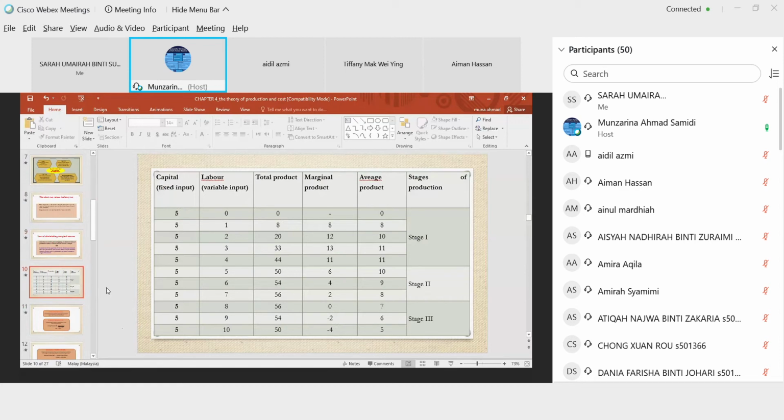Okay, this is an example of a production process. And this is short run production. Why short run production? Because we have a fixed capital input. The capital input is fixed at 5 units. And then there is a variable input, and usually the variable input is labor.